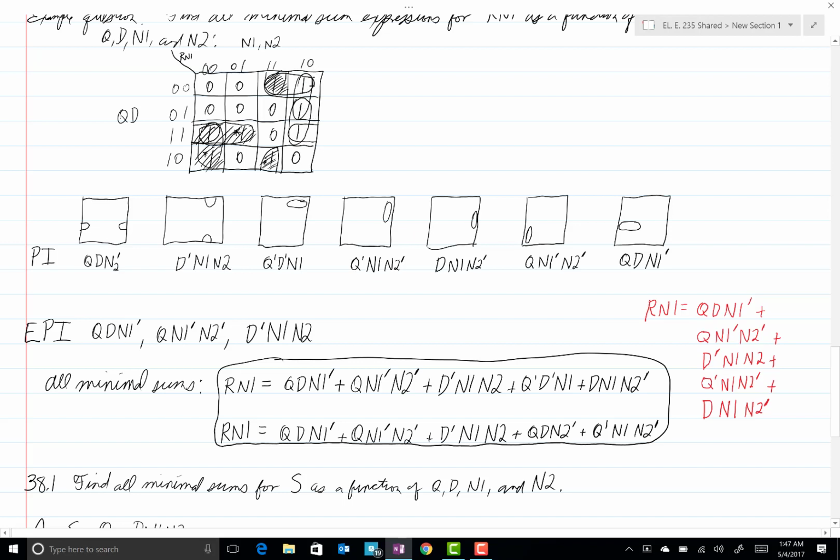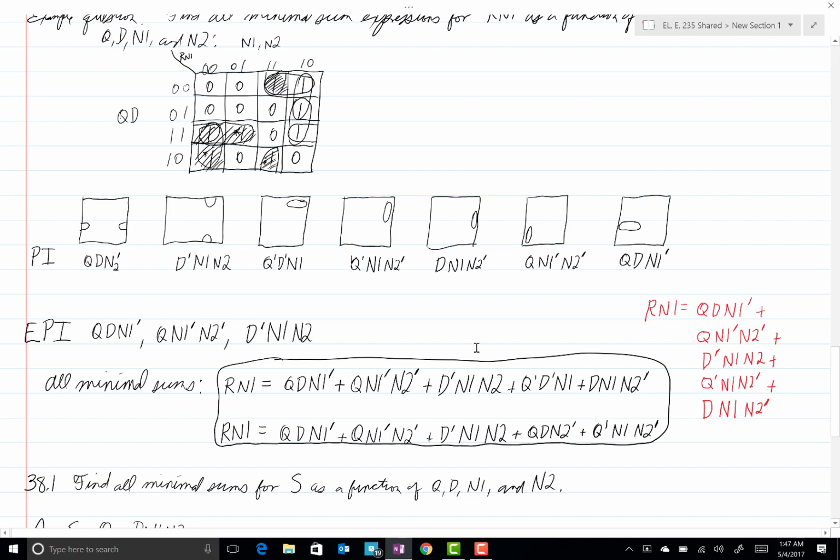But actually, the minimal sum that was omitted is the easiest one of all to see, I think, and that's the one that we get when we add this prime implicant right here and this prime implicant right here to the three essential prime implicants. But somehow that got omitted, and so I've done that here. So here is the third minimal sum that you should have for this problem.